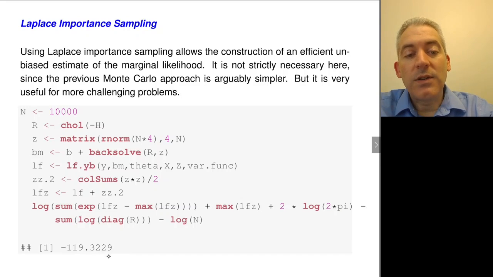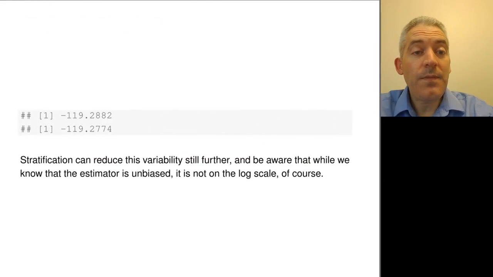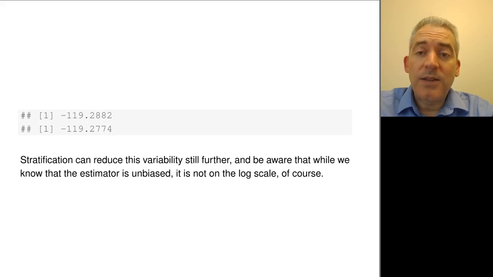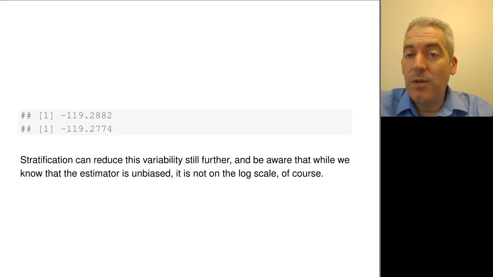So that gives us an estimate of the observed data likelihood of minus 119.3-ish. And subsequent evaluations give you very, very consistent results. Okay, so this is the lowest variance estimate that we've seen so far. So again, as mentioned when we covered the theory, it's combining the best of both worlds. It's using an intelligent proposal, the Laplace approximation, but it's combined with importance sampling, so you get the benefits of a Monte Carlo approach as well.